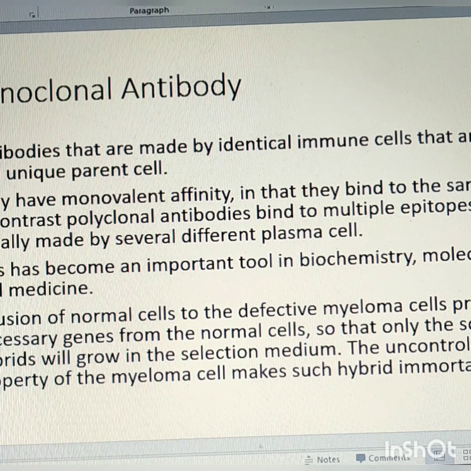So, the antibodies that are made by identical immune cells that are all clones of a unique parent cell are called monoclonal antibodies. They have monovalent affinity in that they bind to the same epitope. In contrast, polyclonal antibodies bind to multiple epitopes and are usually made by several different plasma cells. This has become an important tool in biochemistry, molecular biology, and medicine.